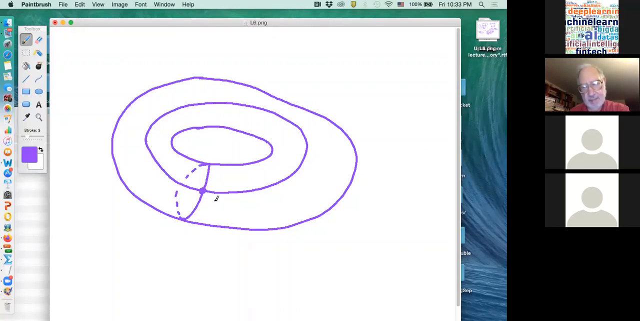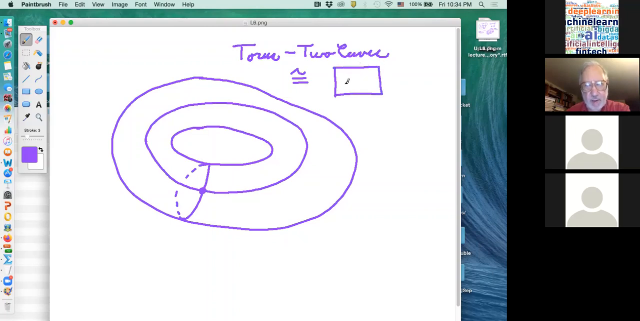So what will happen here if I were to try to make a checkerboard coloring? I would want this to be black and I would want that to be black. But you see, if you remove this curve and this curve from the torus, if you take the torus minus these two curves, it's homeomorphic to one rectangle. Just one rectangle.